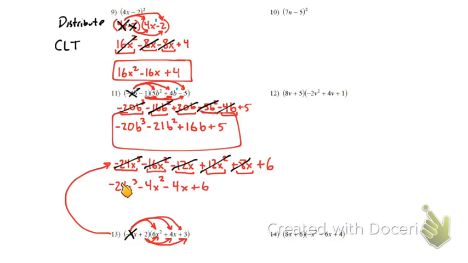And then double check, is this in standard form? And because the powers are in order from biggest to smallest, we are good. This is standard form. Okay.